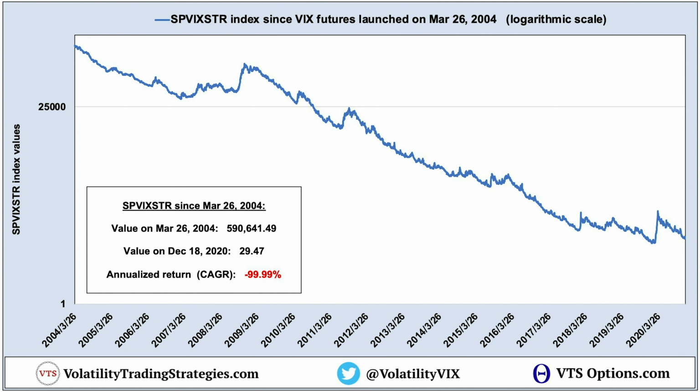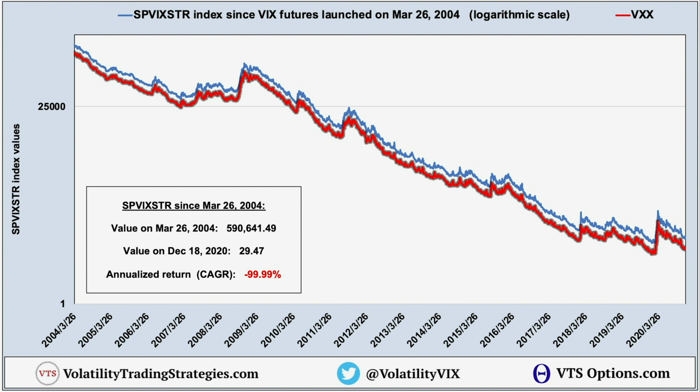So this is a chart of that SP VIX STR index, exactly like the one from the website. And this is the long volatility ETP called VXX. This is the original one that launched in January 2009. It has no leverage, so it's virtually identical to the SP VIX STR index. That is, of course, by design. It's the exact same methodology of holding a combination of first and second month VIX futures contracts. I'll get into that shortly.